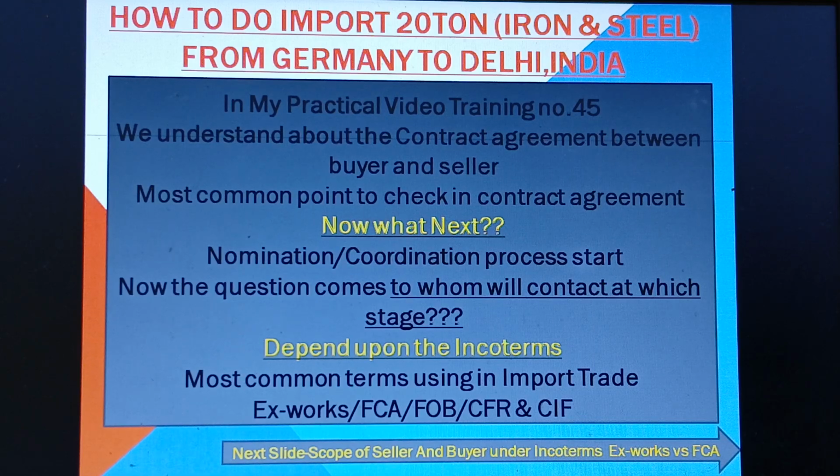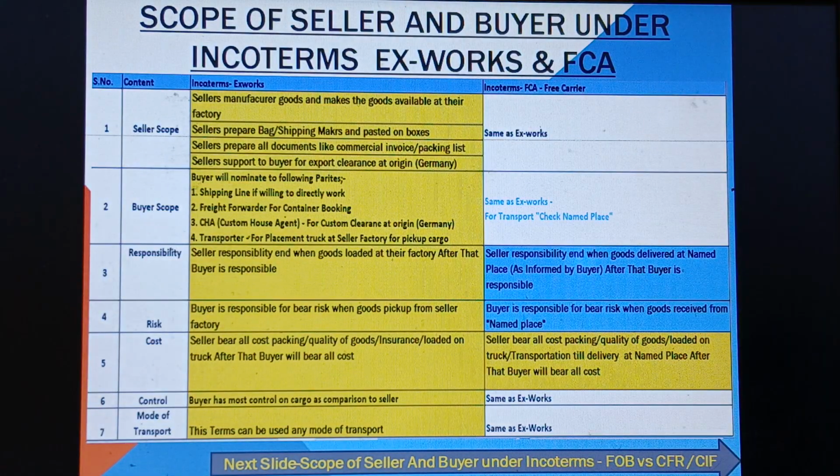I will show you the difference between Exworks and FCA with the scope of seller and buyer. Let's move. So guys, in front, the scope of seller and buyer under Incoterms, Exworks and FCA basis. If you are importing any goods and your contract and procurement teams prepare the contracts, they should definitely be aware of the Incoterms and accordingly make the contract with the overseas party. That is the most important thing and you need to understand it better.